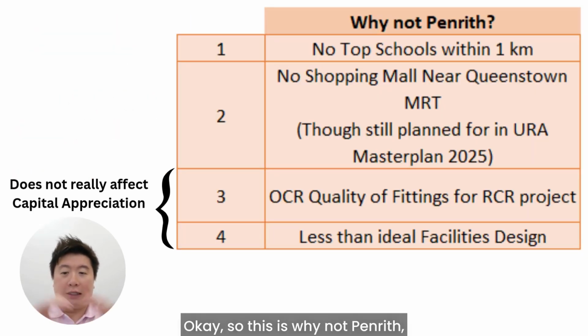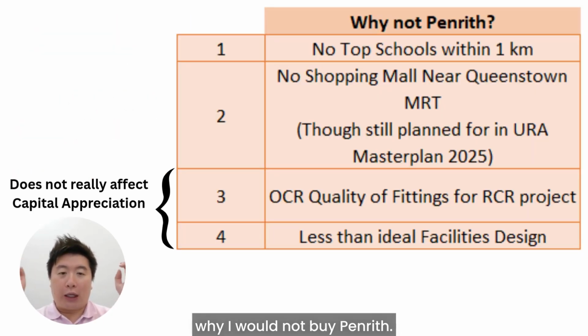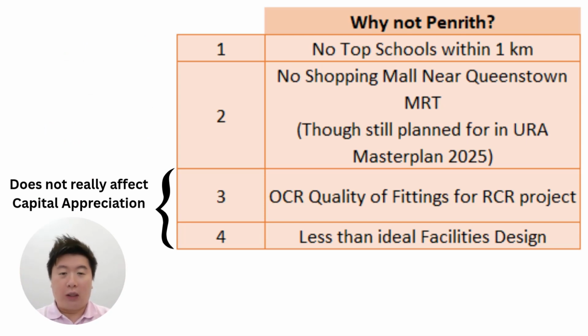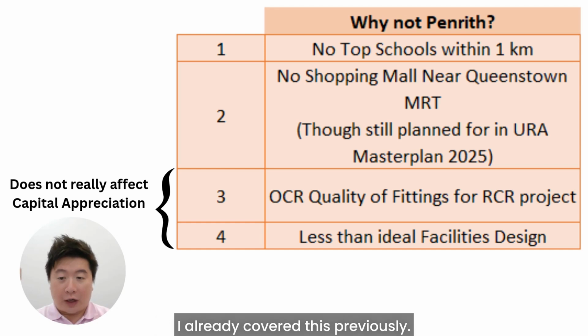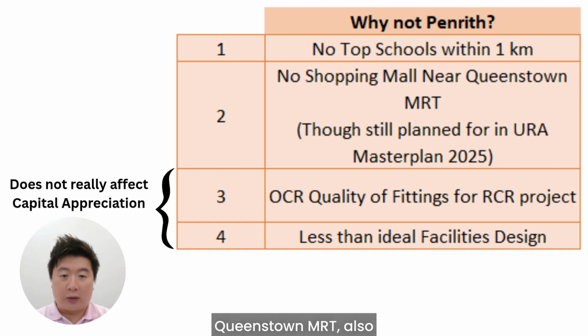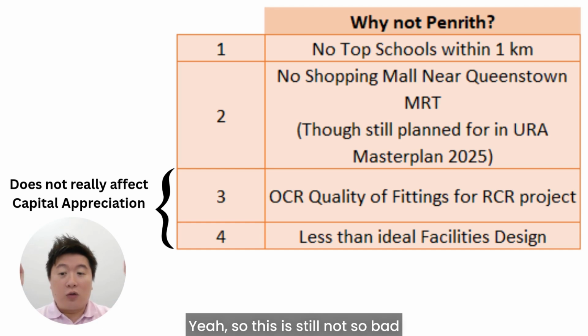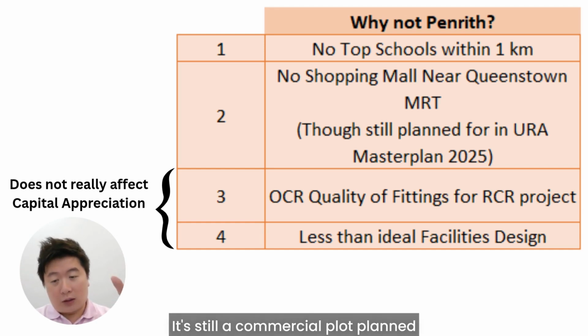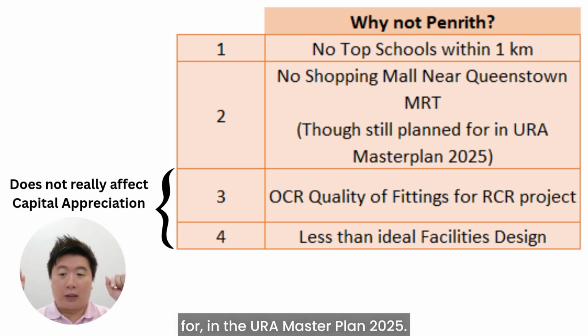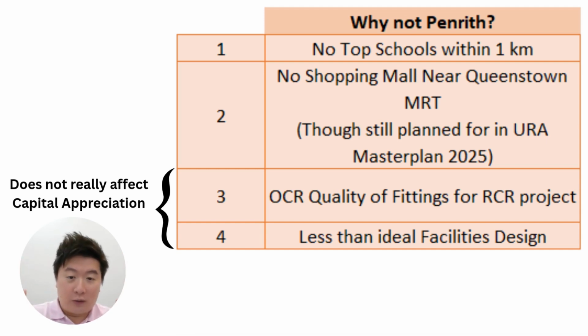Okay, so this is why not Penrith. Why I would not buy Penrith. So first one, no top school within 1 km. I already covered this previously. No shopping mall near Queenstown MRT, also covered. I think this was like the third video. Yeah. So this is still not so bad because it's still a blue plot. It's still a commercial plot planned for in the URA Master Plan 2025. We just need to be patient.